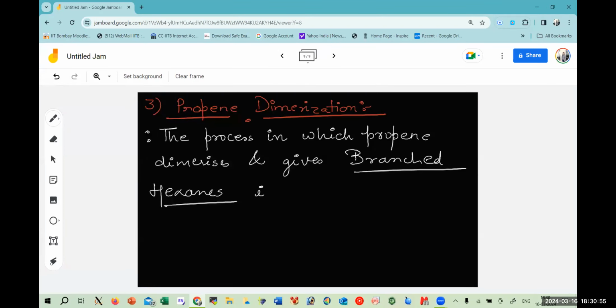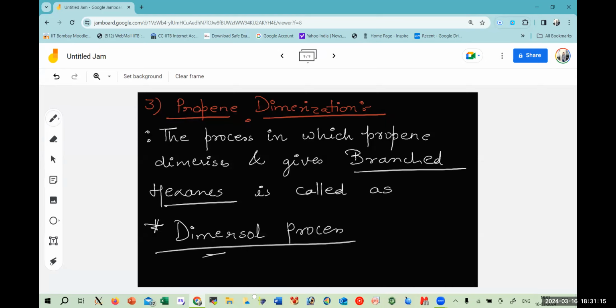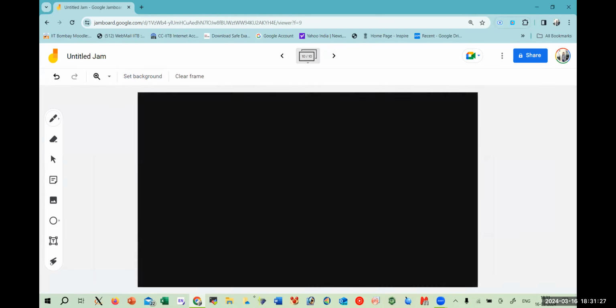And this process is called the dimersol process. The name is also important. Please remember this. So this process where our substrate is propene and it is giving us branched hexanes is called the dimersol process. So we will see how this process works.